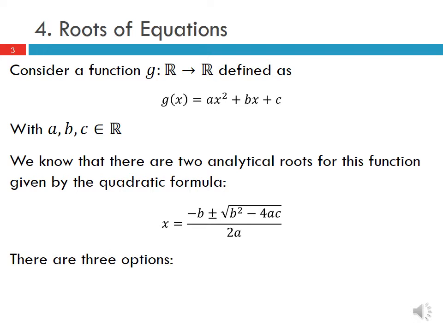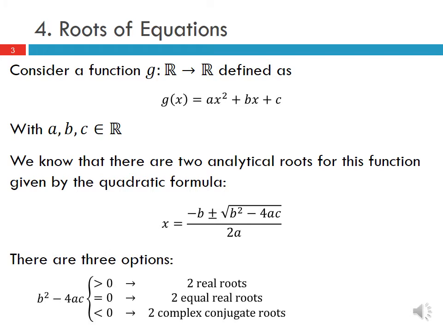And in this case, there are three options based on the value under the square root. If b squared minus 4ac is greater than 0, then we get two distinct real roots. If it's equal to 0, then we get two equal real roots. And in the third case, if b squared minus 4ac is less than 0, we get two complex conjugate roots. For our work here, we're only interested in real roots.